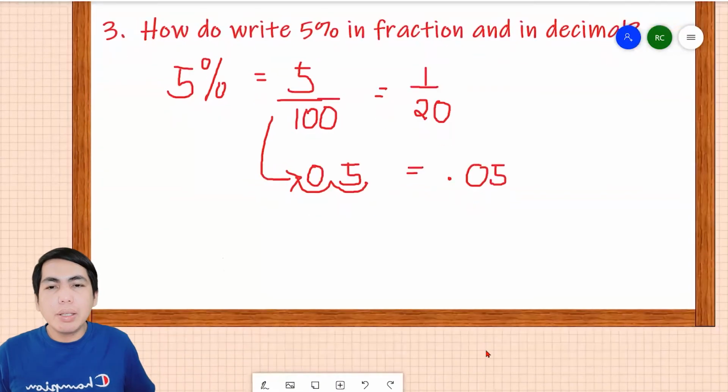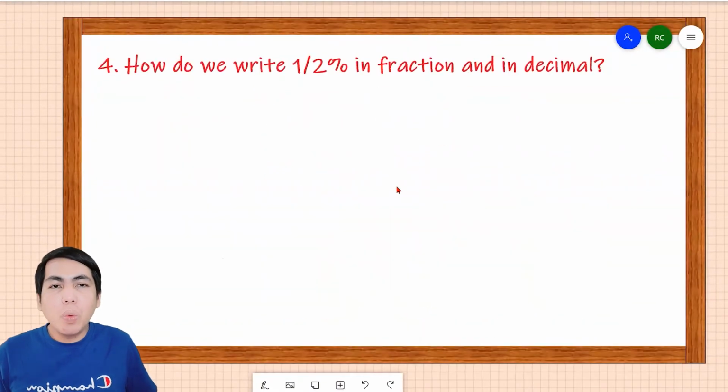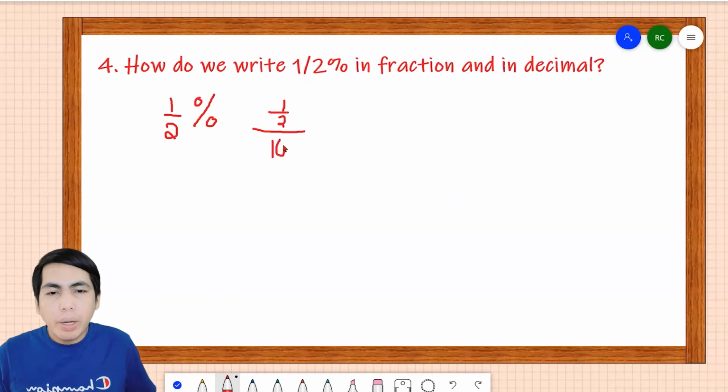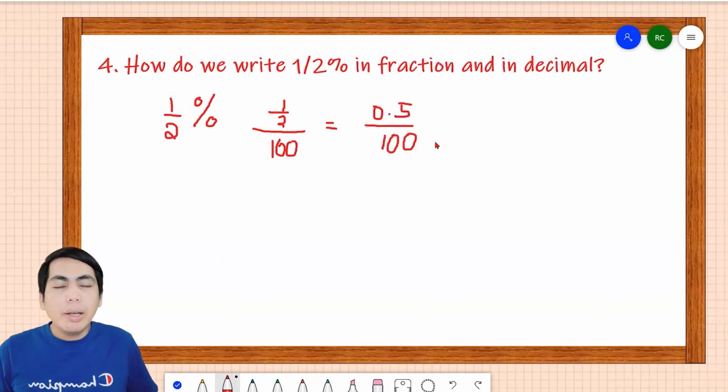Now, let us have number 4. How do we write 1/2% in fraction and in decimal form? We know that percent is equivalent to per 100. So when we have 1/2%, that is equivalent to 1/2 over 100. We know that 1/2 is 0.5, so we have 0.5 over 100. Now, since we have a fraction, definitely we cannot have a numerator or a denominator, or both, a decimal number.